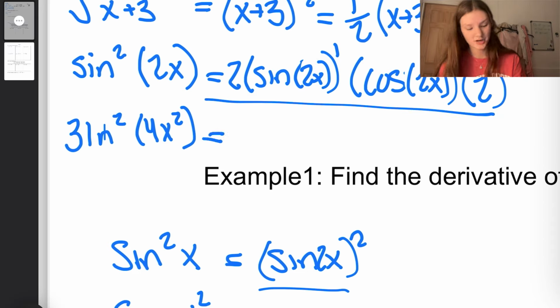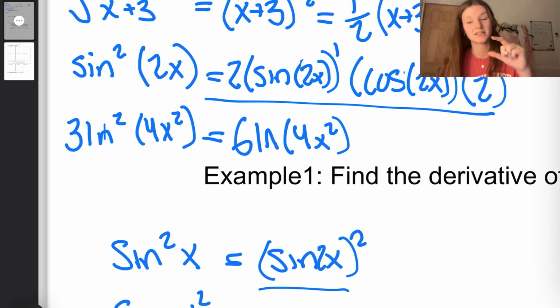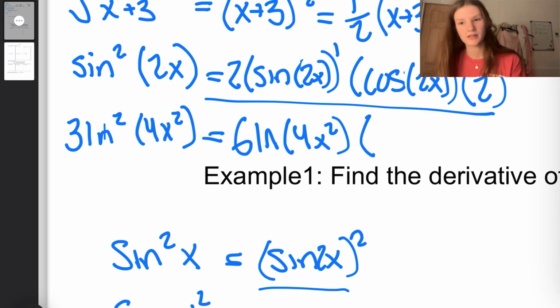So same thing here for ln. The ln is getting squared. So this will be 6, because you have to times it by the 3, power rule, ln of 4x squared, and then times it by the inside, which is not 4x squared, it's the ln, right? Wait, it's 1 over 4x squared.